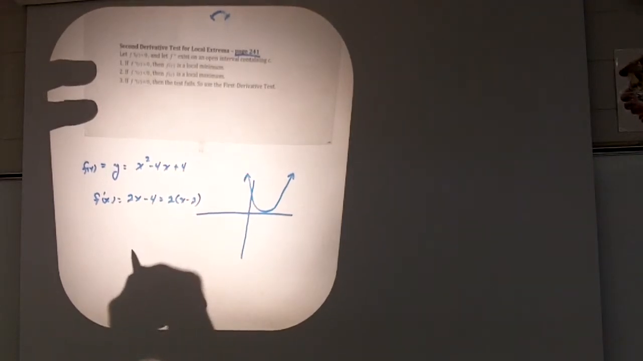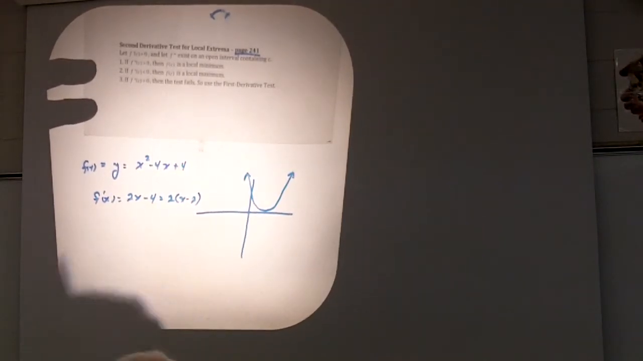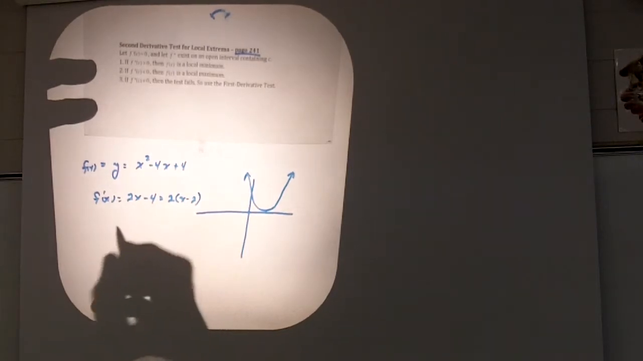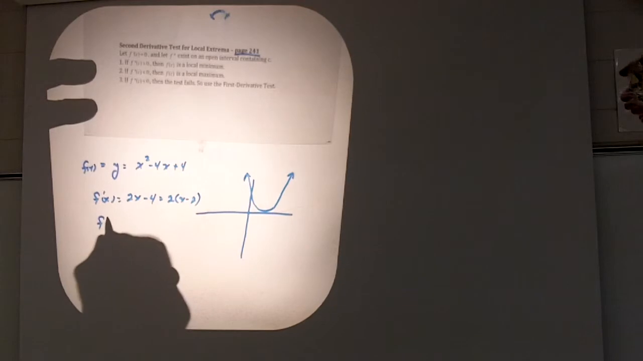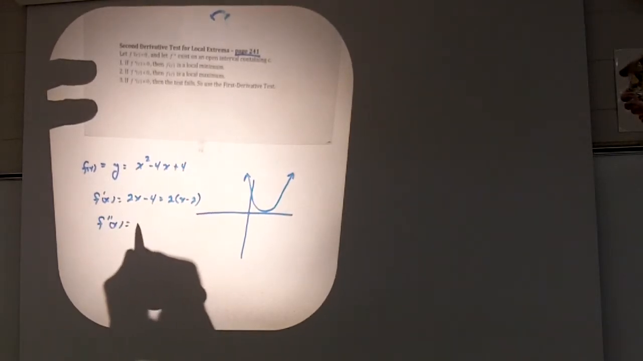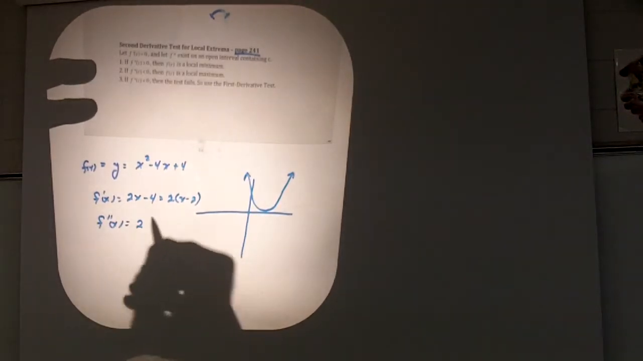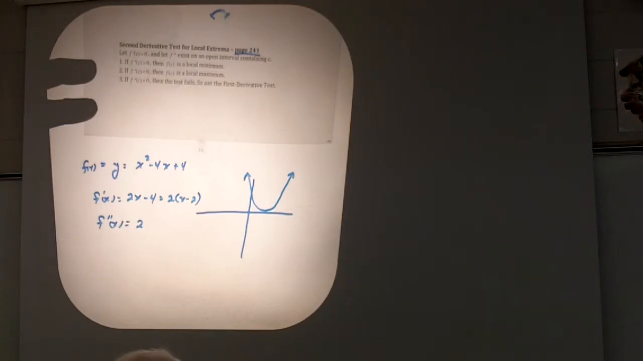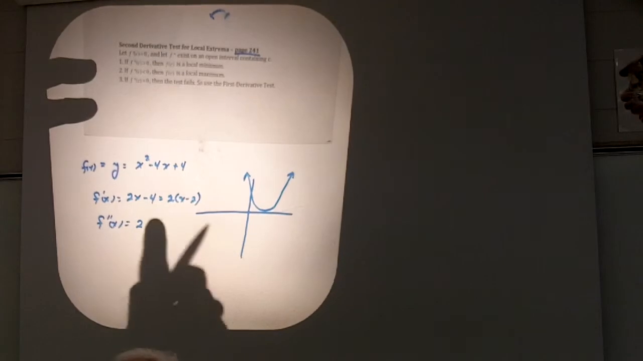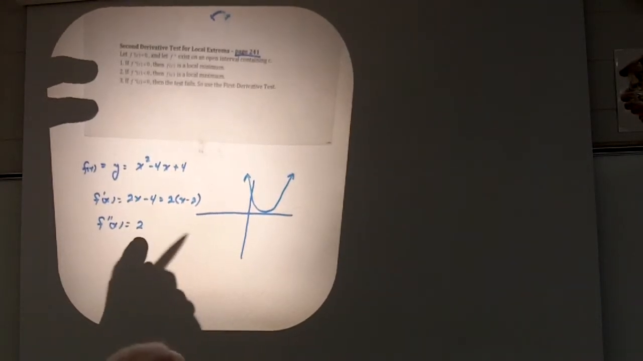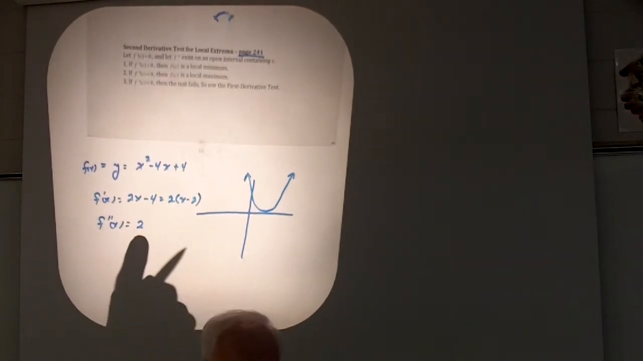So my critical number is what? 2. Okay, now I would like everybody's attention. Now, I'm going to take the second derivative of this, and that's equal to 2. Now I've really got too many 2's floating around here. Write 2 in the second derivative? Yes, because I'm taking a derivative of 2x minus 4.